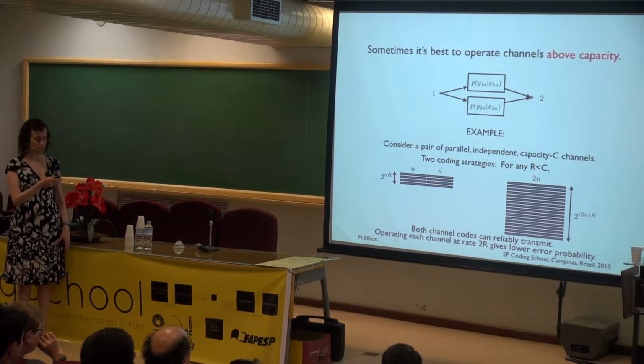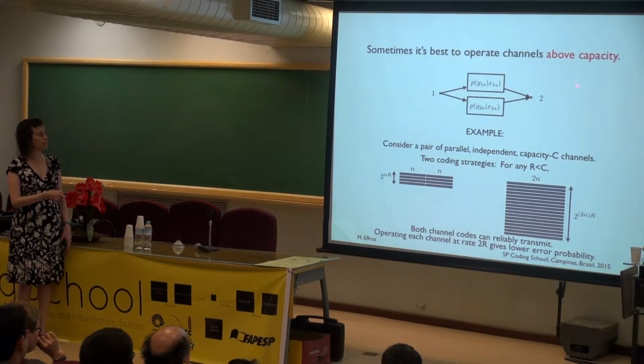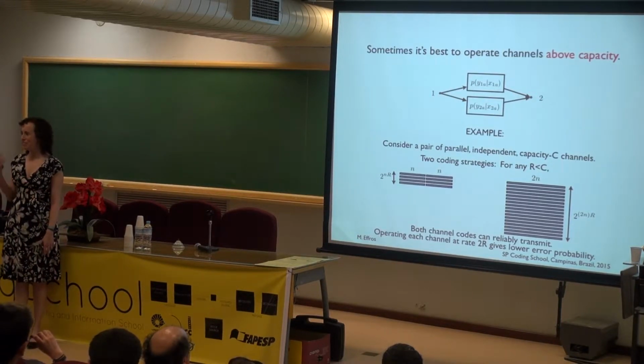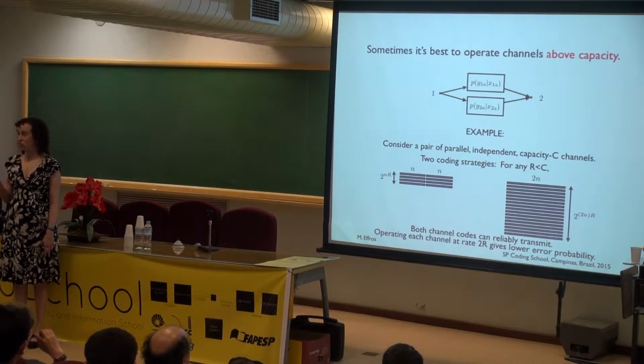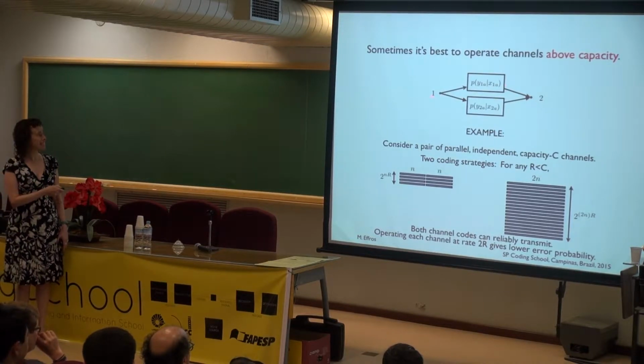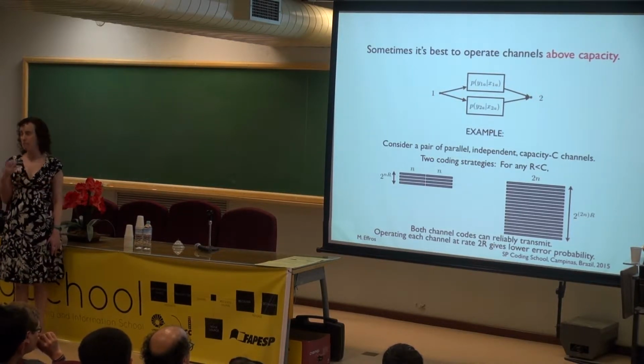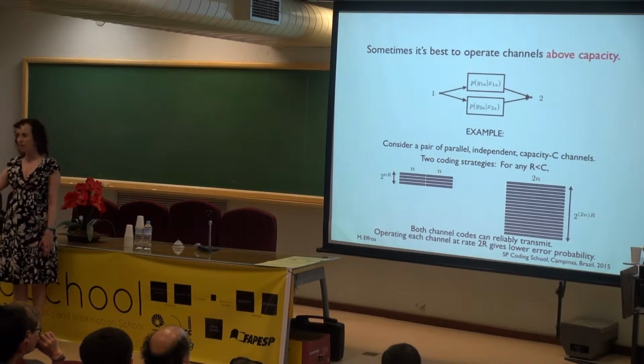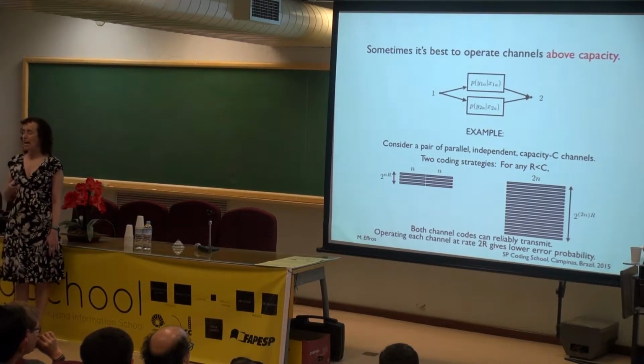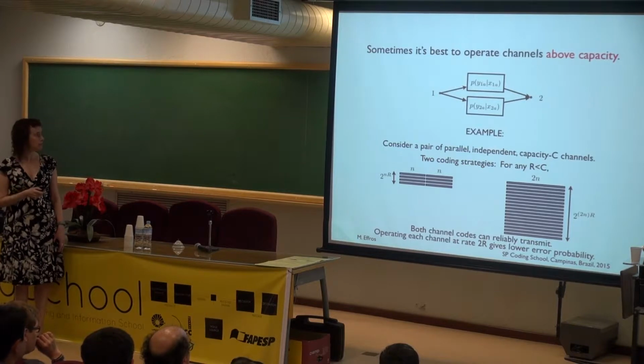And the first example is very simple. Imagine that we have 2 point-to-point channels. So this is a channel with a single transmitter and a single receiver. Pick your favorite point-to-point channel, maybe the Gaussian, the binary symmetric, whatever it is. And then imagine that you have a second channel of the same type, but independent of the first. So you have 2 Gaussian channels in parallel, say, over which you want to communicate reliably.